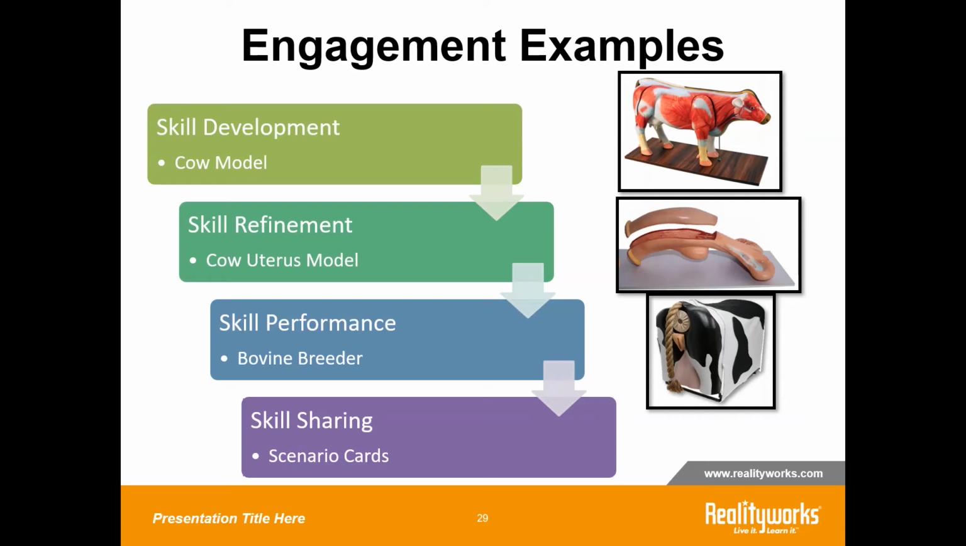So skill performance. Now let's see if you can actually do it. We have our bovine breeder. This product allows you to do artificial insemination. See, did you do it correctly? The skill training and learning by being able to do that.